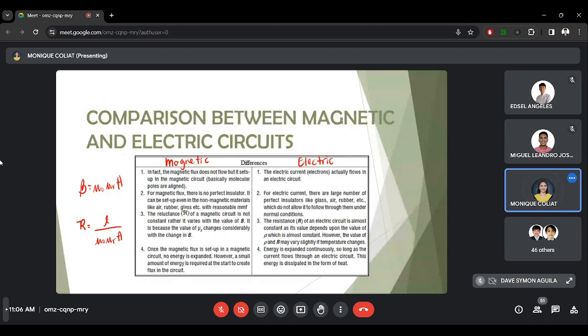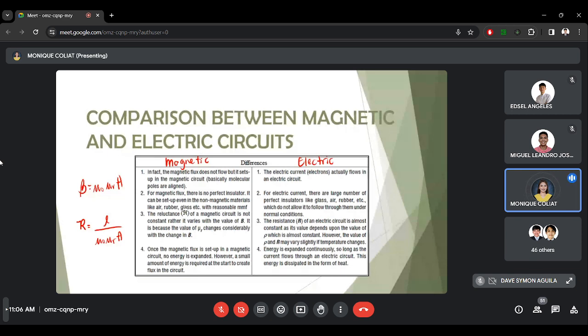Next is, once the magnetic flux is set up in the magnetic circuit, no energy is expended. However, a small amount of energy is required at the start to create flux in the circuit. While in an electric circuit, energy is expended continuously so long as the current flows through the electric circuit. This energy is dissipated in the form of heat.